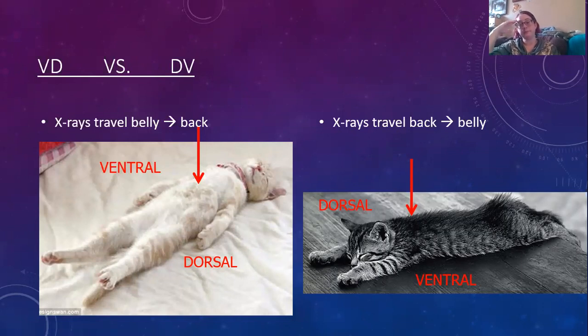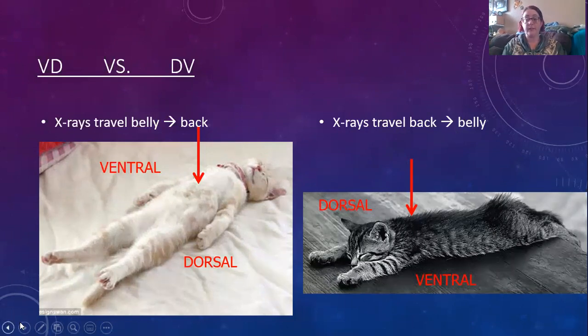Dorsal ventral. This is going to be where the x-ray beams are traveling from back to belly. So the animal is laying on its ventral aspect and the x-rays go through dorsal to ventral. We still have to be extremely careful as we are positioning the animal because we need them to be nice and straight. And if we're getting like a pelvic radiograph, then we need to make sure that the head is straight, traveling all the way down to the limbs.